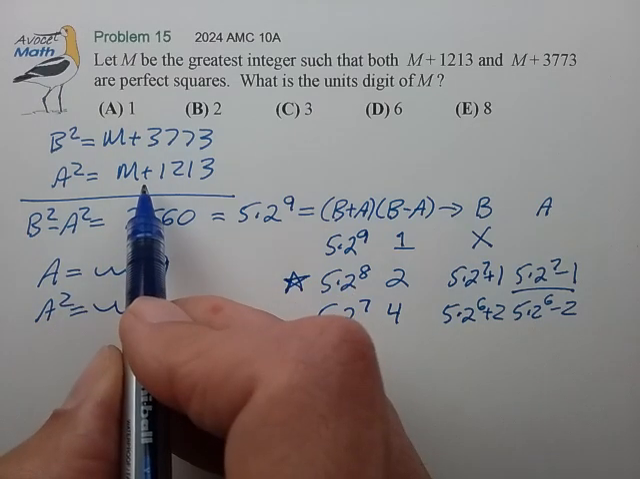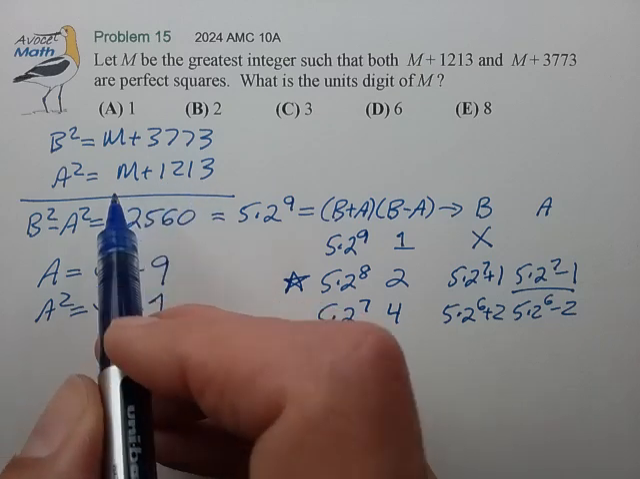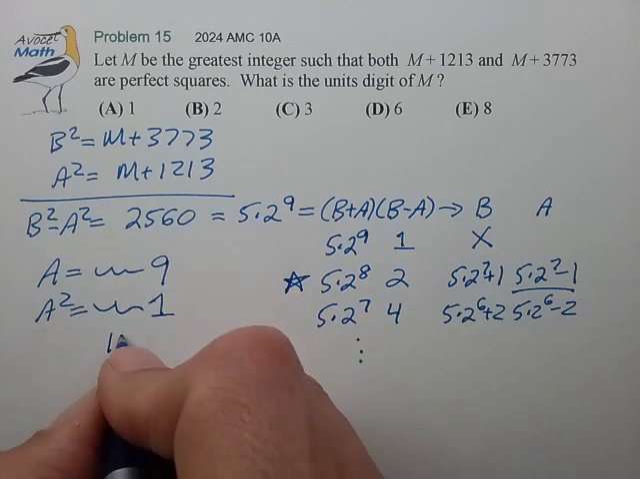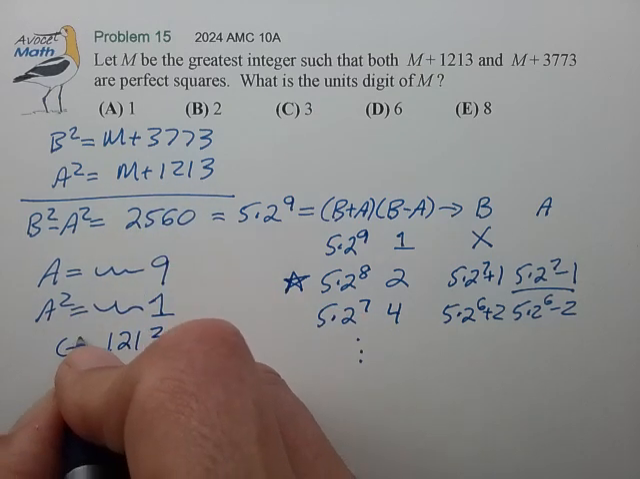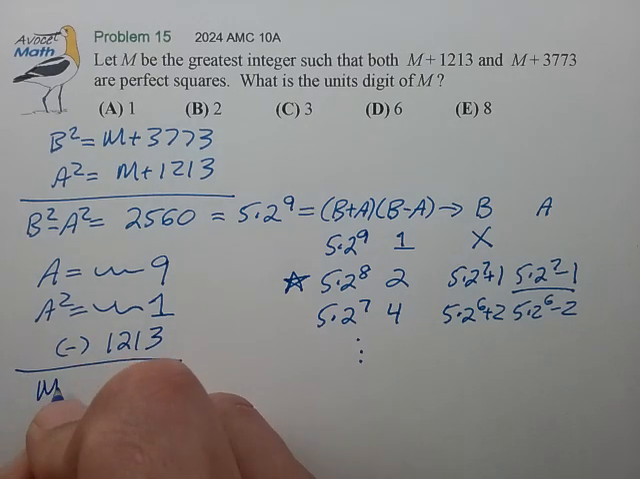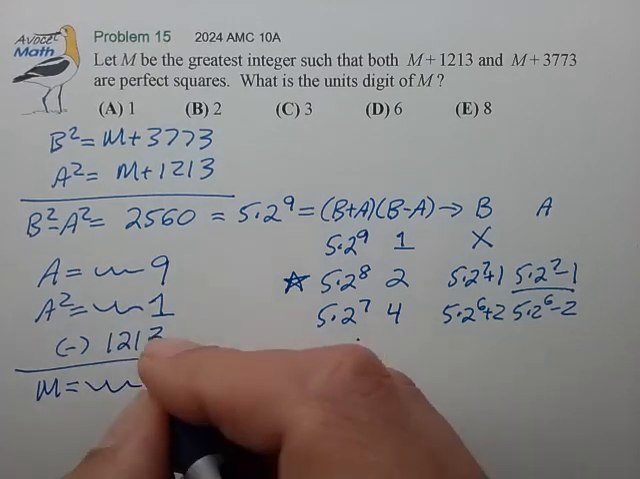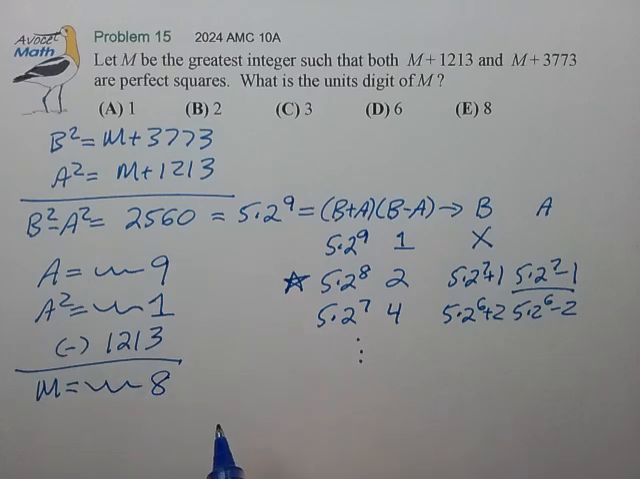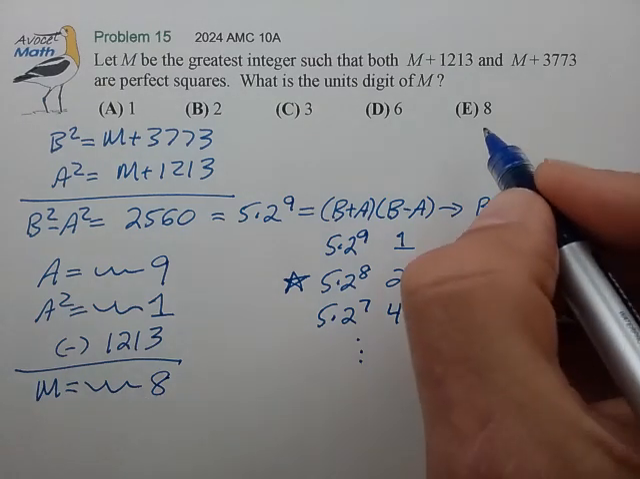And from that, we want to subtract 1213 to compute m. So 1213 we want to subtract to form m, which is then a number that we know will end in 8. And so the units digit of m is 8 for choice E.